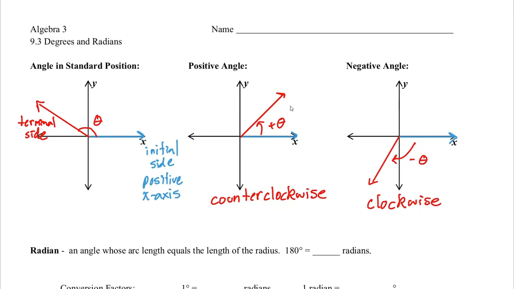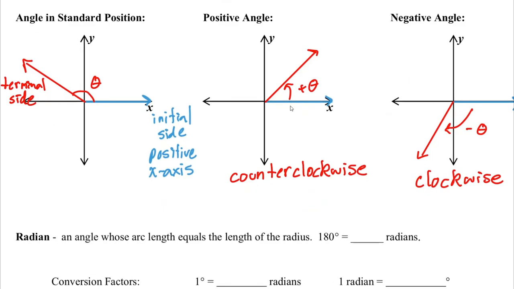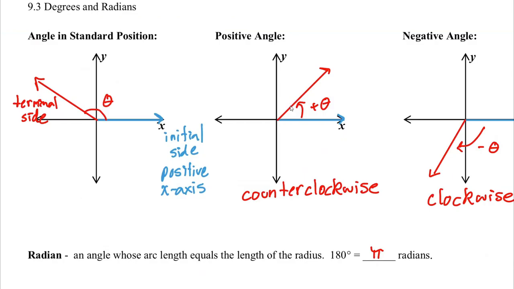So, a radian. So a radian is an angle whose arc length equals the length of the radius. So I'll show you what that means in a second. But 180 degrees is equal to pi radians. Okay. So what does this mean? I'm going to draw a little circle. There we go. Okay. Now, let's say I draw this circle and it has a radius of 2 inches.